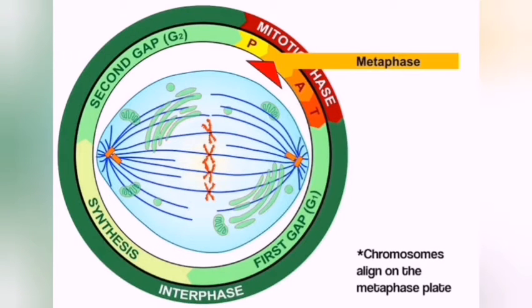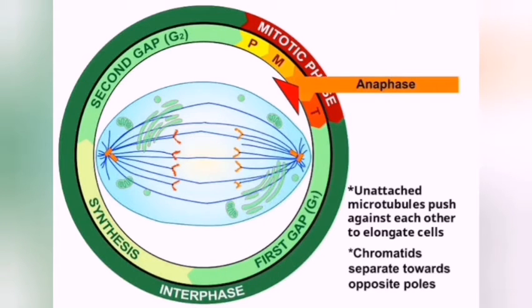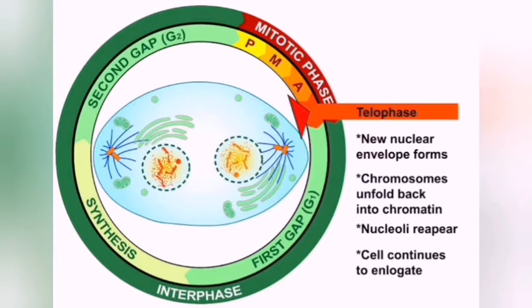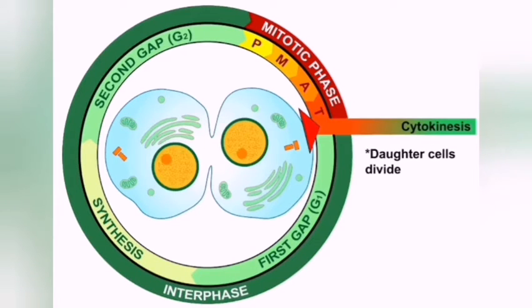M for metaphase comes next, where chromosomes arrange themselves in the middle region of the cell known as the equatorial plate. A for anaphase, where sister chromatids are pulled away from each other toward opposite poles, which in return elongates the whole cell. And lastly, T stands for telophase, where the divided chromosomes are surrounded by a nuclear envelope that forms. Then the next one is the cytokinesis, or the division to form daughter cells.